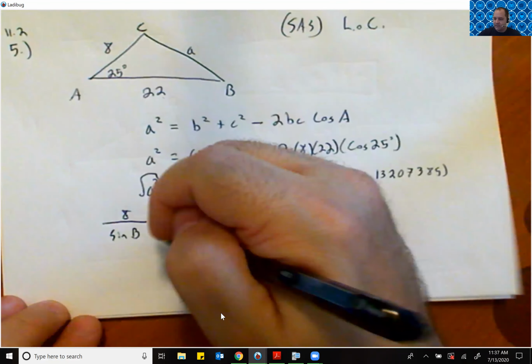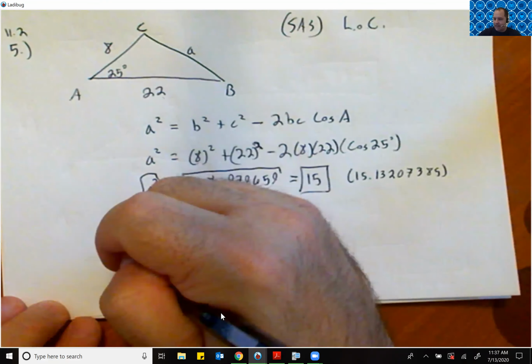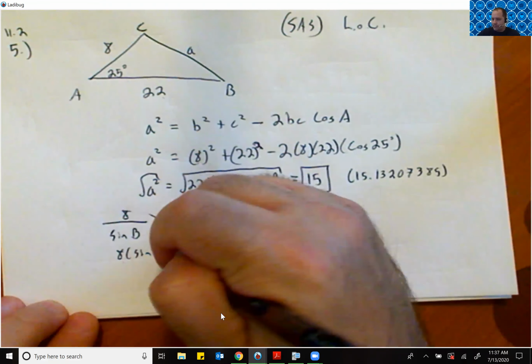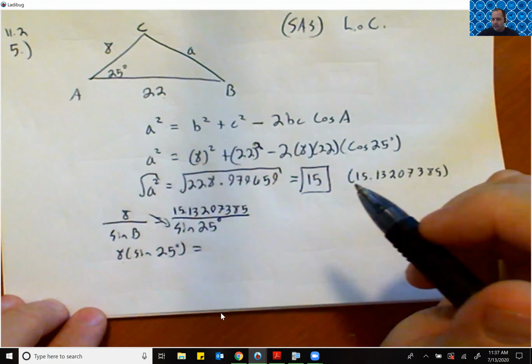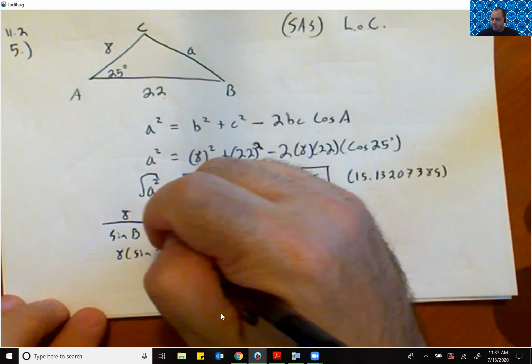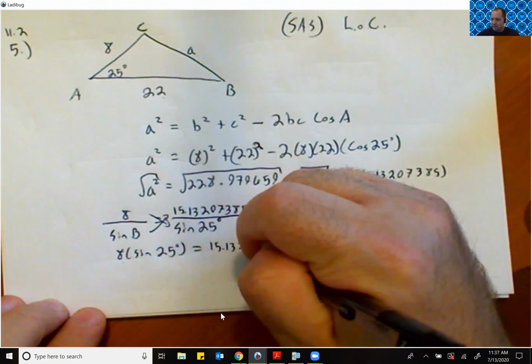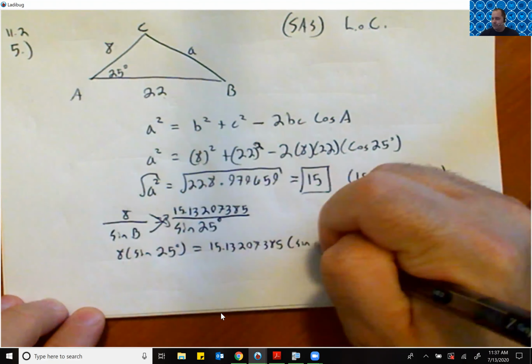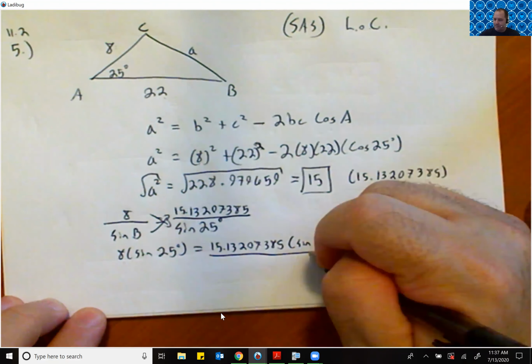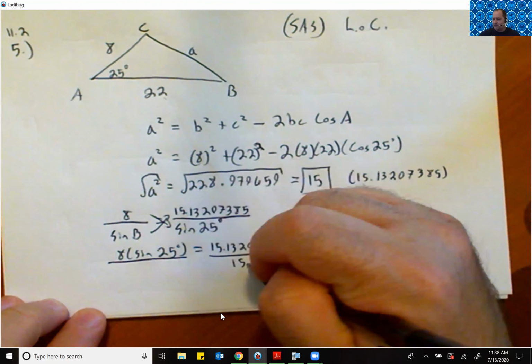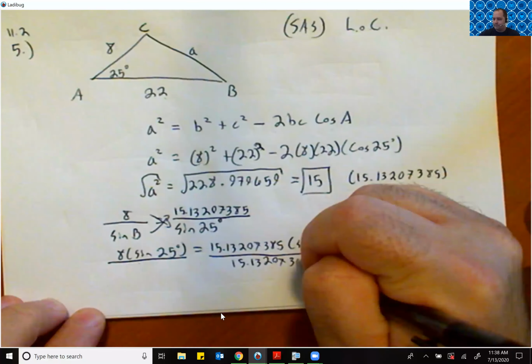So that gives us 8 times sine 25 degrees. You don't have to worry about the ambiguous case anymore, just so you know. And then this will give us 15.13207385 times sine B. To get sine B by itself, divide by the 15.13207385.